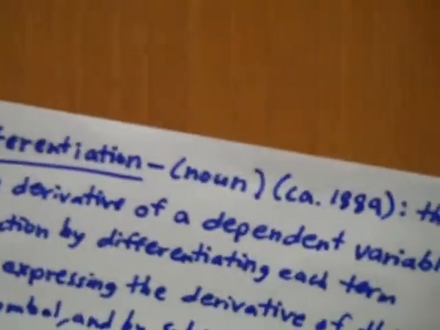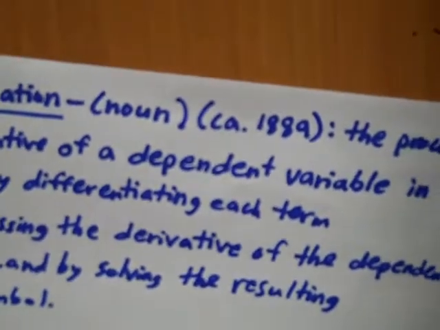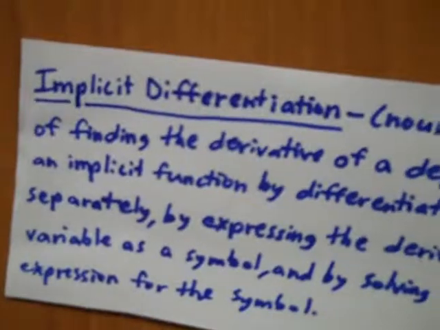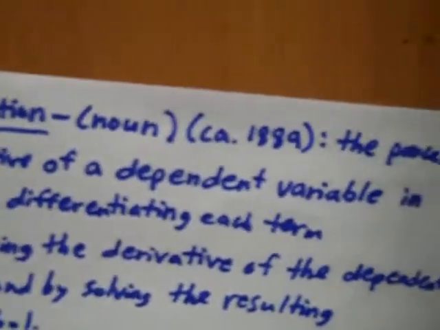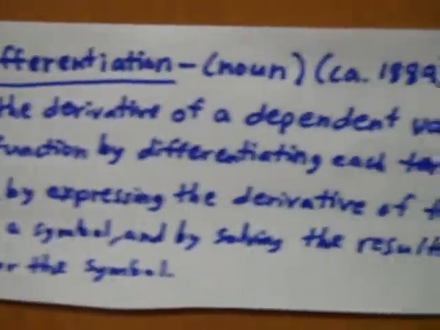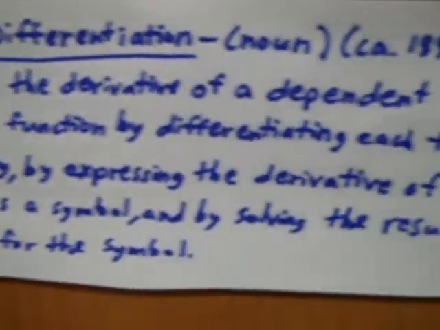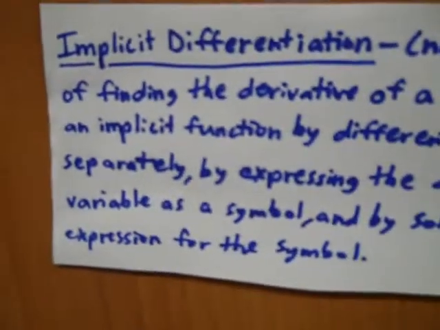It's a noun, originated in 1889, and it's the process of finding the derivative of a dependent variable in an implicit function by differentiating each term separately, by expressing the derivative of the dependent variable as a symbol, and by solving the resulting expression for the symbol. Okay, last one is vector.